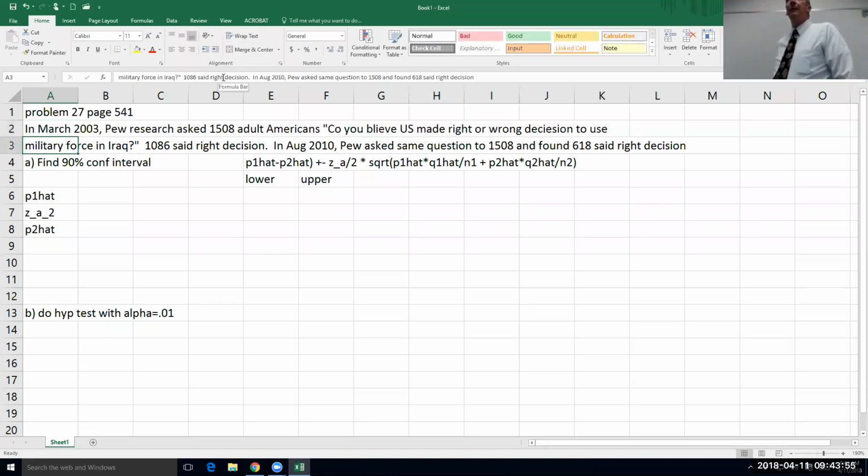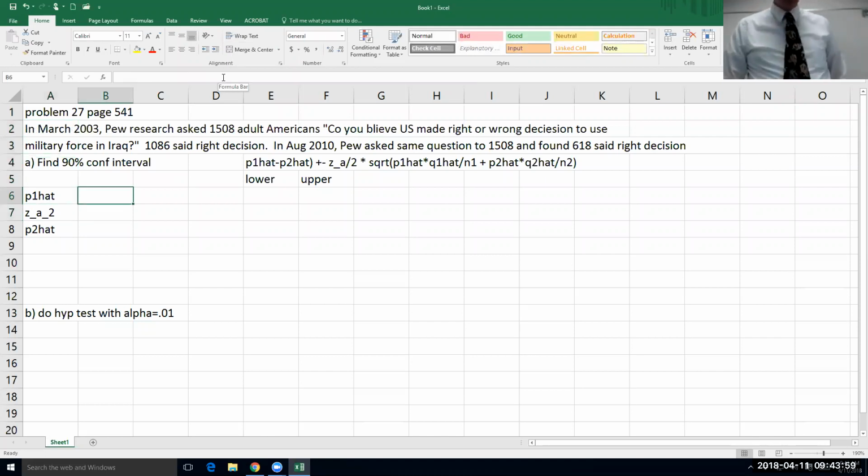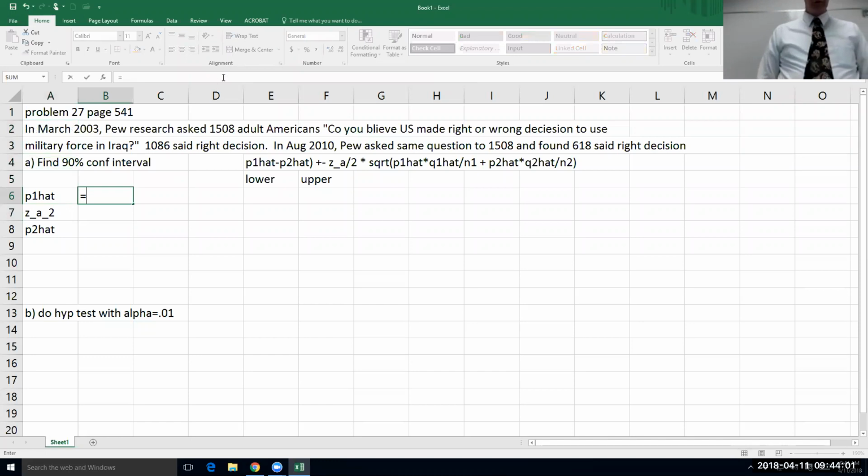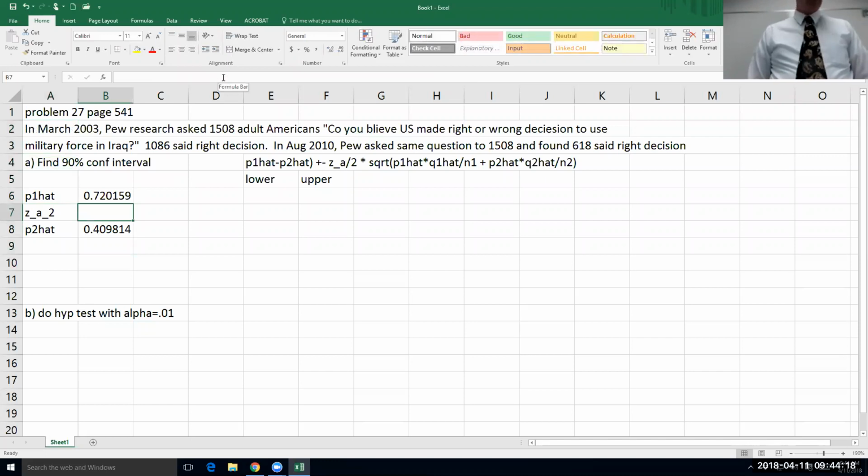All right. So what's P1 hat? 1086 divided by 1508. And what's P2 hat? 618 divided by 1508. Now, in real life, I would be shocked that those are the same. I wonder if they made that up. But your Z sub alpha over 2.